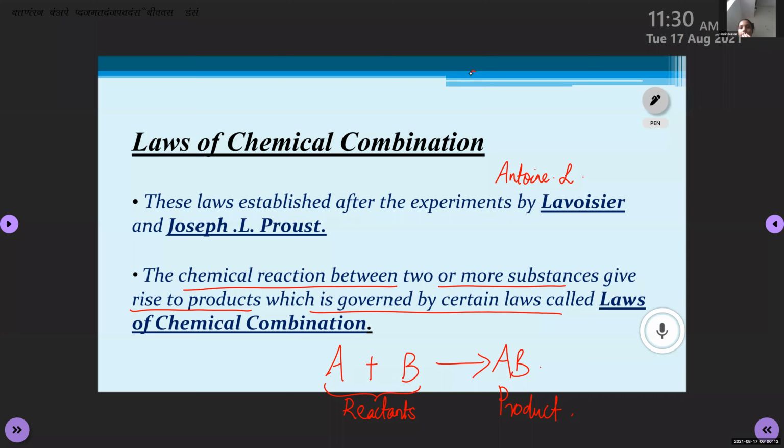Laws of chemical combinations. These laws were established after the experiments by Lavoisier and Joseph L. Proust. Chemical reaction between two or more substances gives rise to products which are governed by certain laws called laws of chemical combinations. Have we completed, children? All of you?